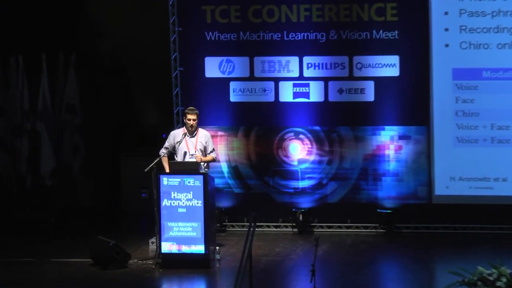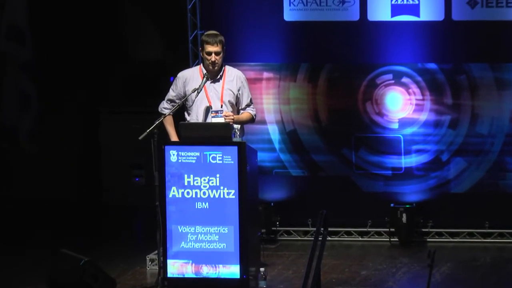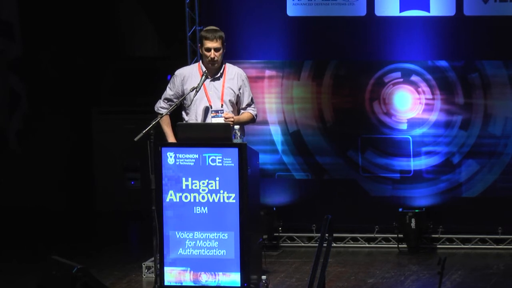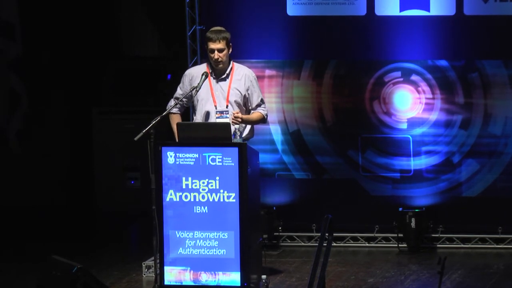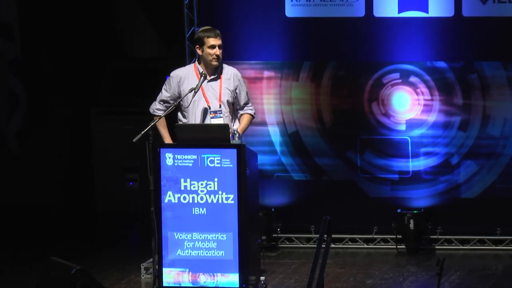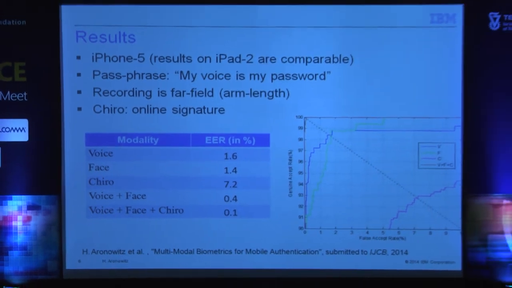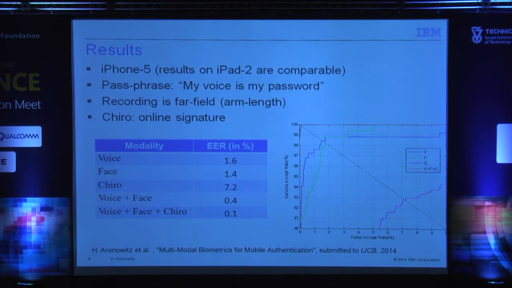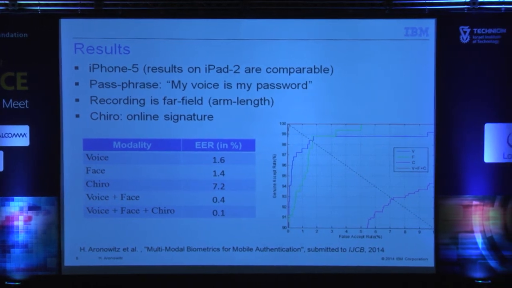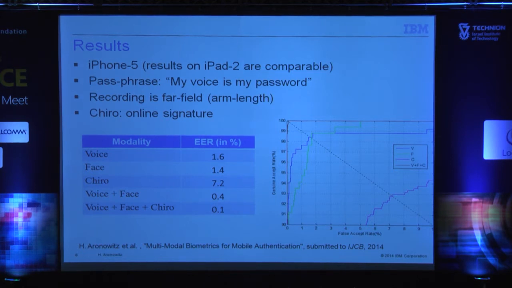And we can see the results for the individual modalities in the table on the left-hand side. For voice and face we get roughly 1.5%, for Cairo we get 7.2%, and if we fuse all modalities we get 0.1. We can see the corresponding ROC curves on the right-hand side of the slide. We see in red, it's hard to notice because there are almost no errors, the ROC curve for the fusion of the three modalities. So basically, we get 99.9% accuracy.